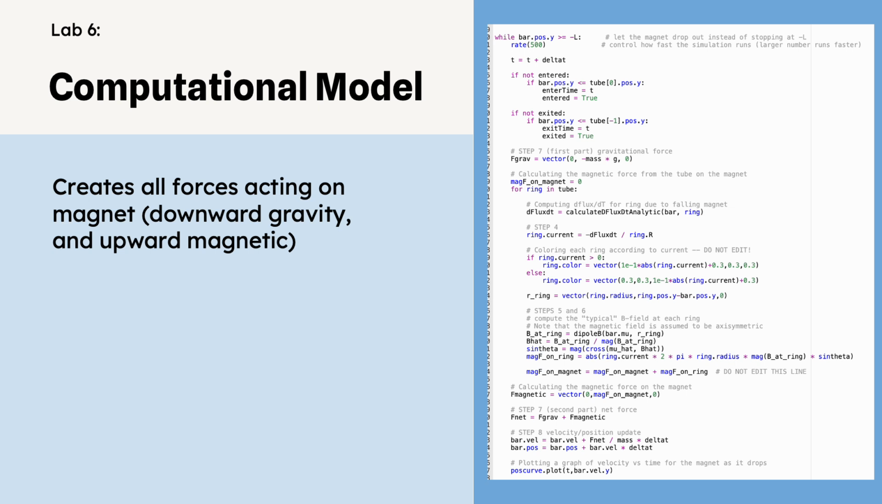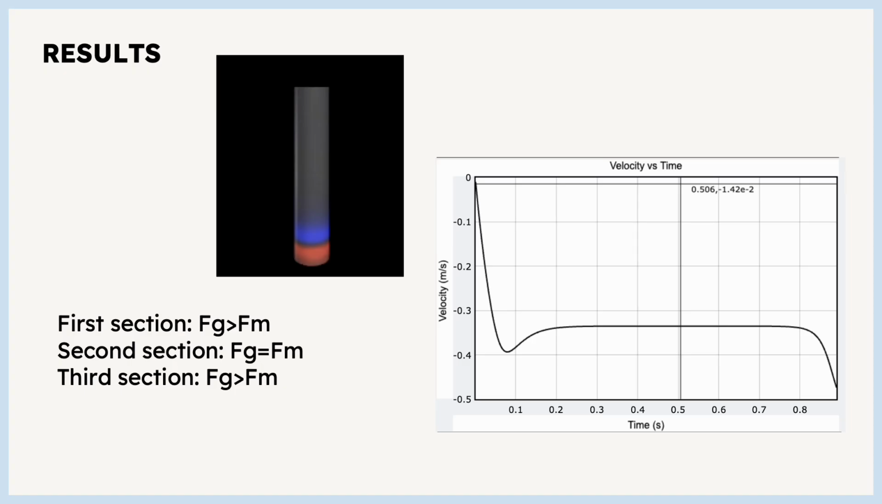So here we can see that we're calculating that magnetic force from the tube on the magnet, as well as the gravitational force before. And in the end, we'll calculate the net force by adding together our F-grav and F-magnetic that we calculated earlier, which will in turn give us a graph that we'll see on the next page. These were the results of the computational model, including a little diagram with two different colors representing two different currents. We will talk about the directions of these currents in a little bit.